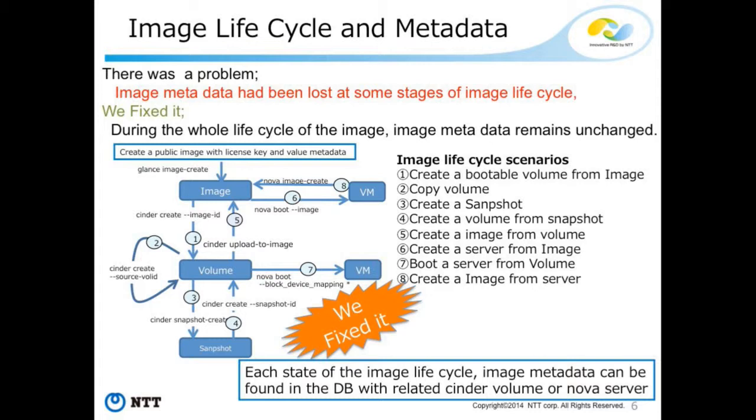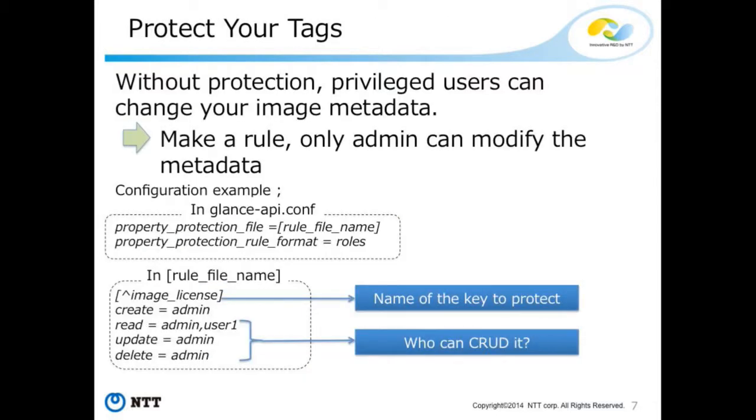In this life cycle, the image properties will be there without changing anything. So we fixed a few bugs in the current Glance image code, and these properties will be there until you delete the image. So you don't have to worry about losing your license properties. Once we put our key and value on the property, we have to protect the properties. Otherwise somebody could change it and you lose the license information.